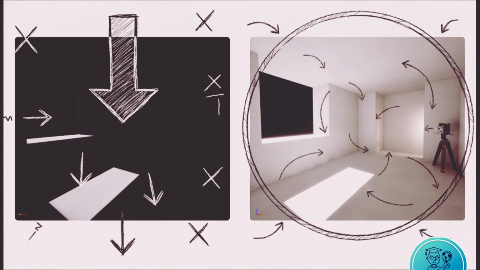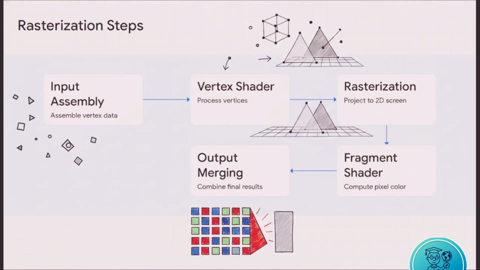Calculating all that complex bouncing is exactly what the speedy rasterization method struggles with, simply because it doesn't understand the context of the whole room. Let's actually walk through the steps of a standard rasterization pipeline real quick, like what you'd see in WebGPU, to see why that happens. First, the computer gathers the input, processes the vertices, and then hits step 3, rasterization.